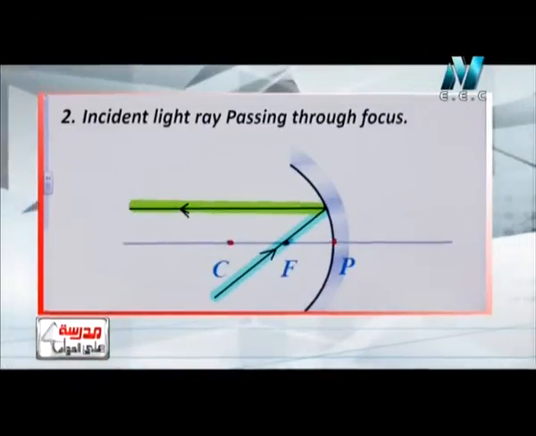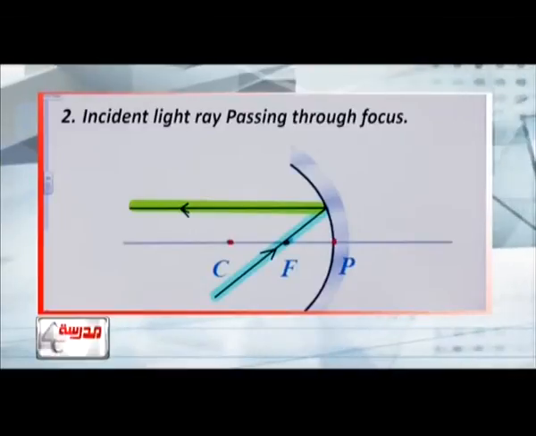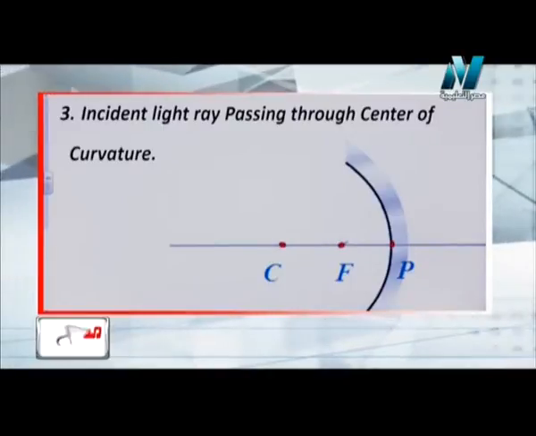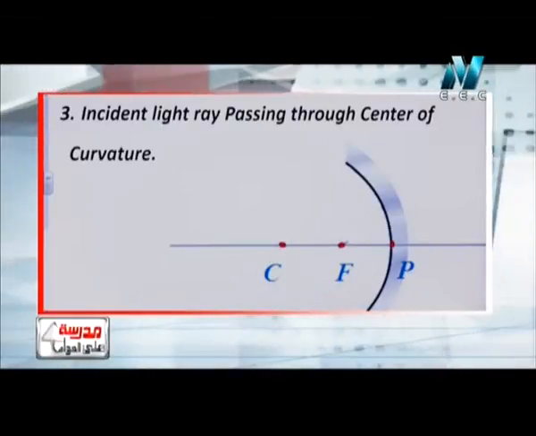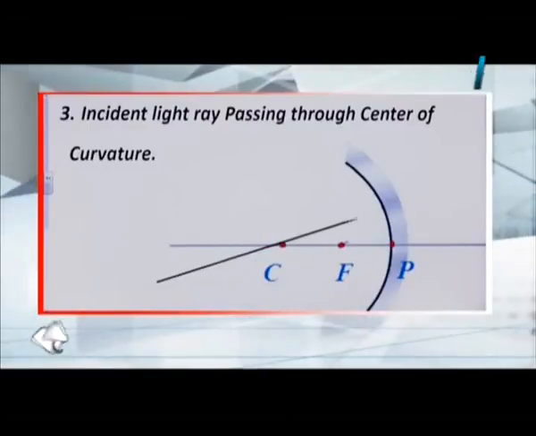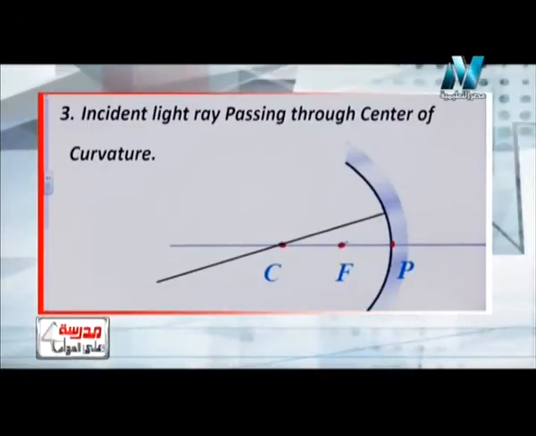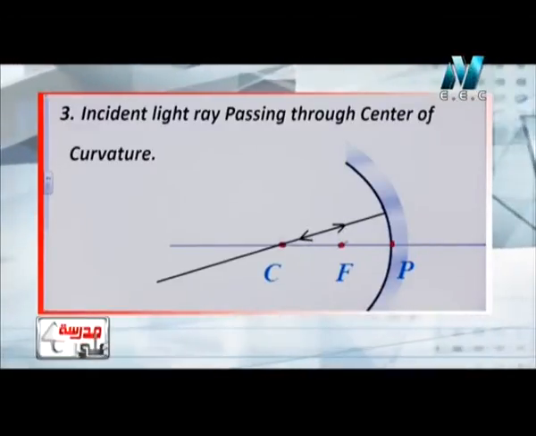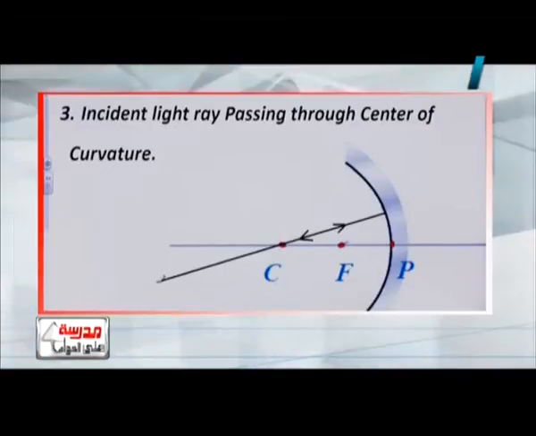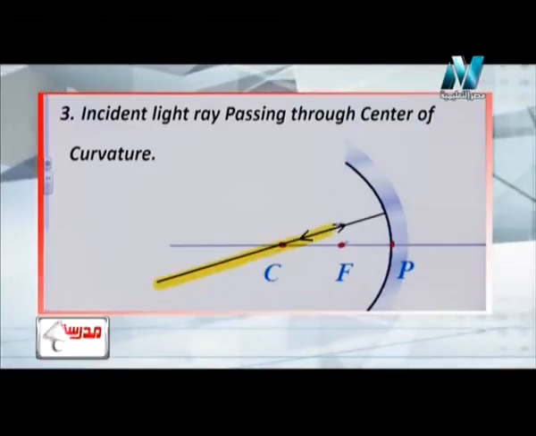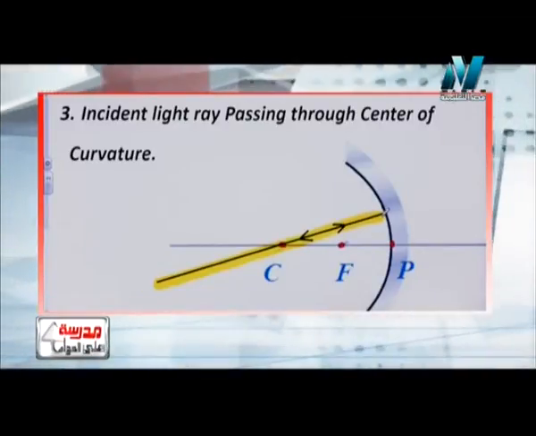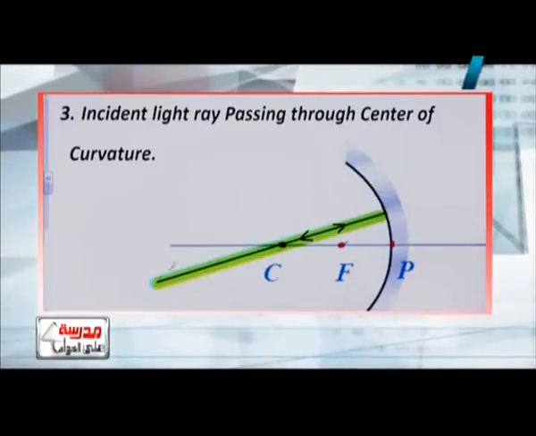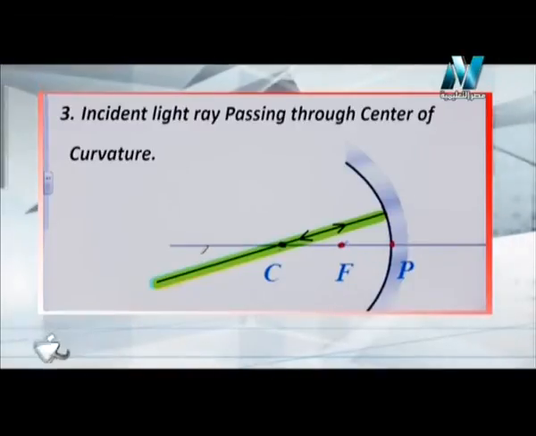And we have rule number three, if the light ray passes through the center of curvature. Here we have another third rule, as the light ray passes through the center of curvature like that. In this case, the light will what? Reflect on itself. If the light ray falls through the center of curvature, it will reflect on itself, it will come back on itself again. Why? Because angle of incidence equals angle of reflection equals 0.